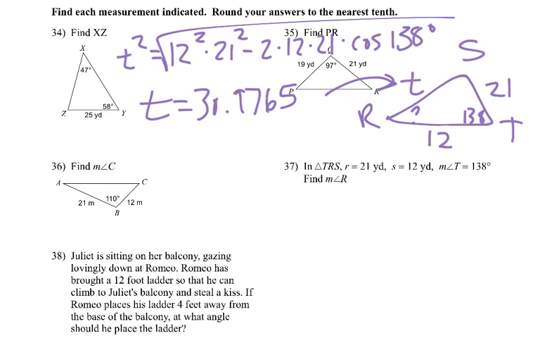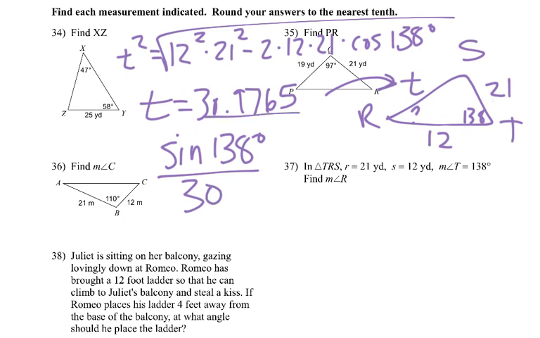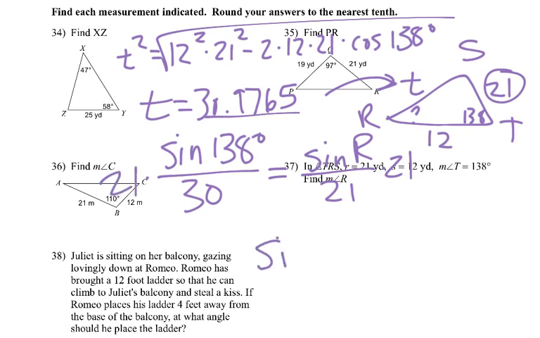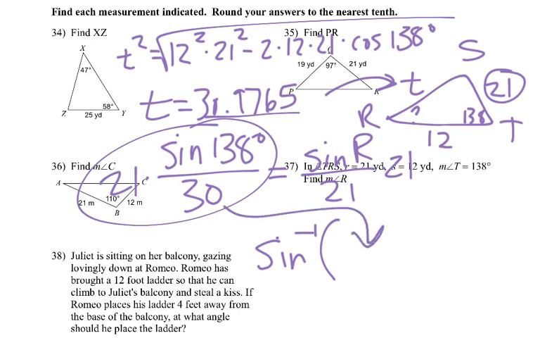Now that I have that connection, I can go: the sine of 138 degrees over that whole 30.9765 is equal to, with 21 here on the bottom, the sine of angle R. So I times by 21 again. Okay, so again, I'm finding the inverse sine of this whole thing, and that's going to give me angle R.